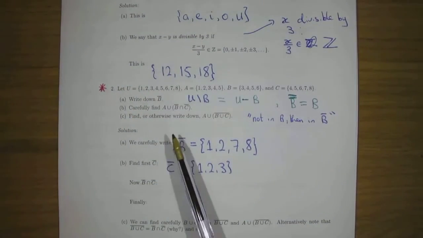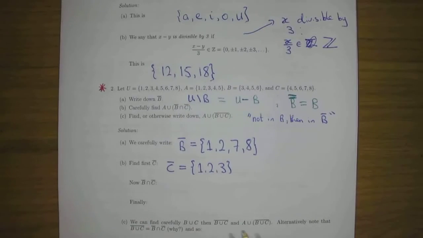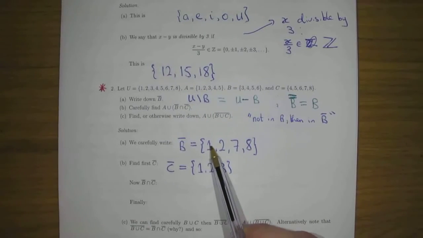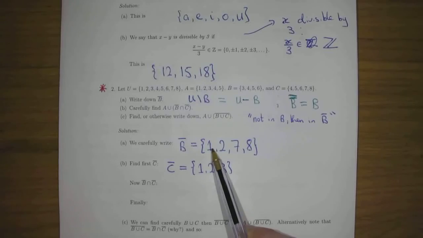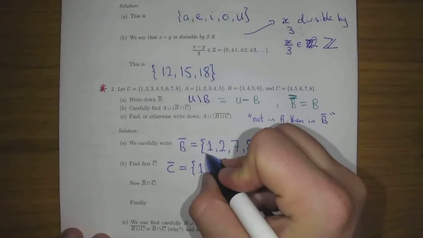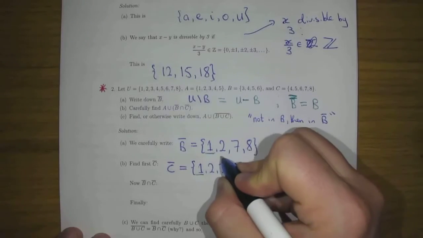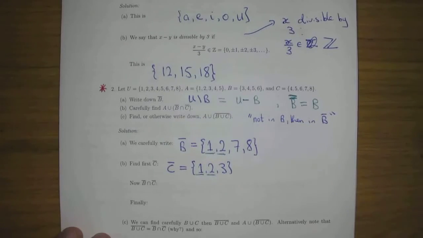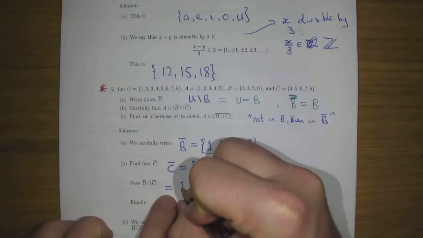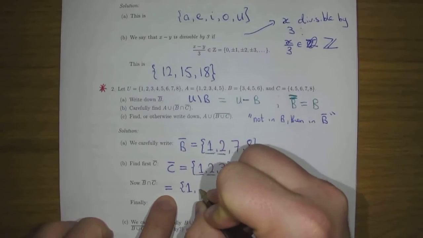Okay, and now we'll build it up. We'll find the intersection. So what's in not B and in not C? So I see 1 is in not B and not C. 2 is in not B and not C. And there's no more numbers. So this set here is equal to {1, 2}.